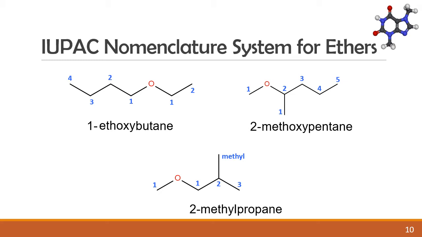Then we attach the alkoxy substituent on the left side of oxygen, which is 1-methoxy. Thus, the full name of this ether is 1-methoxy-2-methylpropane. Note that when naming this ether, we name the right side separately from the left side, including whatever substituent is attached to them.